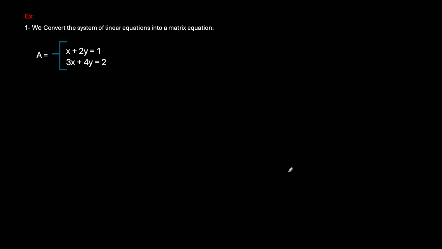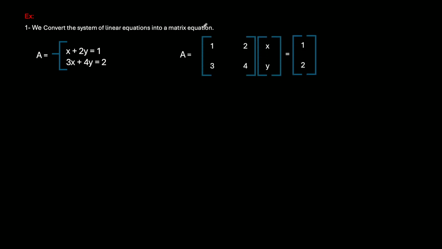Let's see this example. This is our system of linear equations, and we have to find the value for x and the value for y. Okay? First step is we convert the system of linear equations into a matrix equation. What we do basically is, here we have 1, right? If we don't have any number here, this means we have 1. Okay? So we put 1 here.